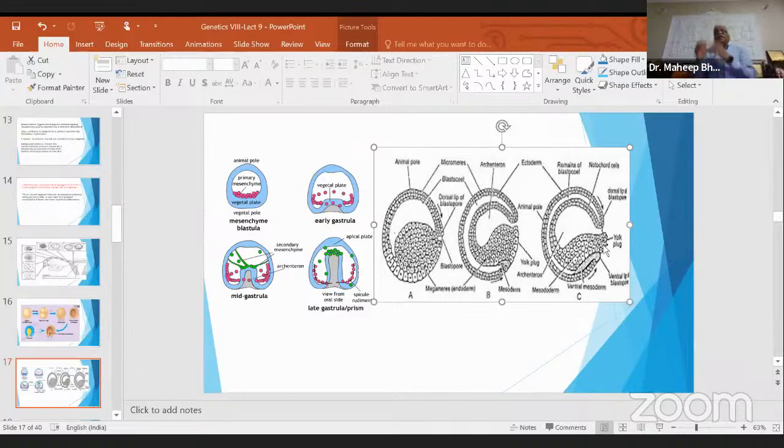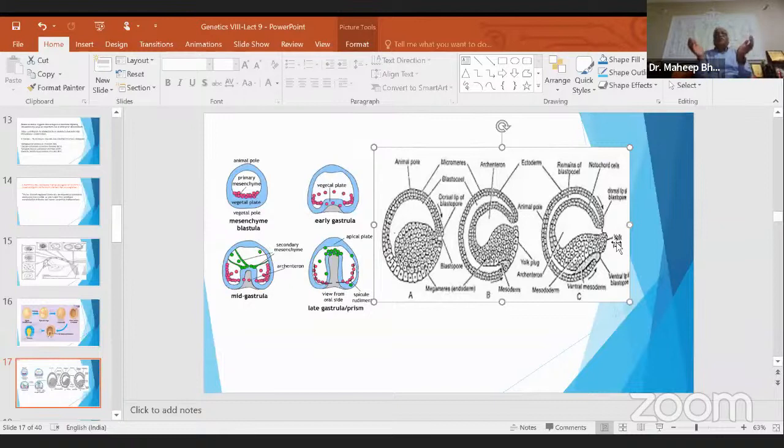When it moves, the opening of the invagination is covered by a plug-like structure, which is known as the yolk plug. Okay, so here, now imagine the yolk plug is in front of you and the gastrula is lying there. All the cells which are present here start moving. The top cells start moving to the side. The inner cells also start moving to the side and towards the yolk plug.